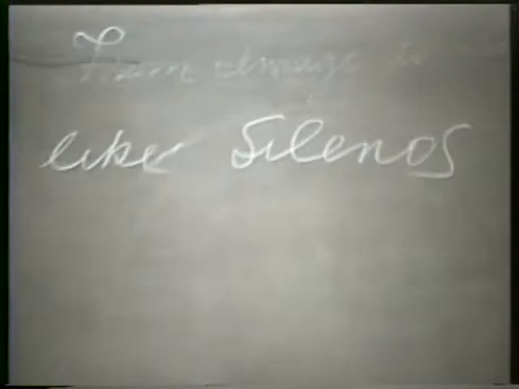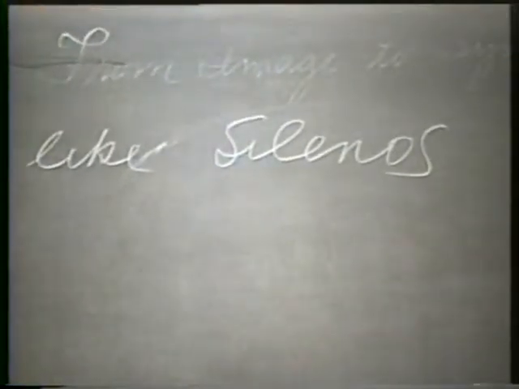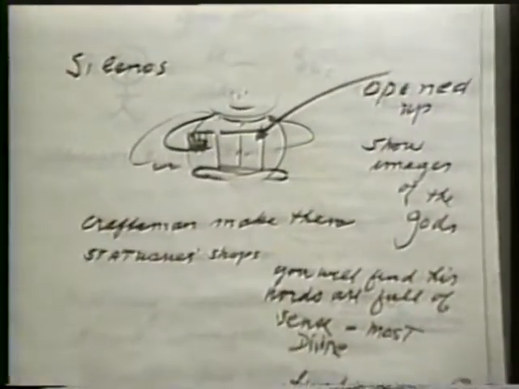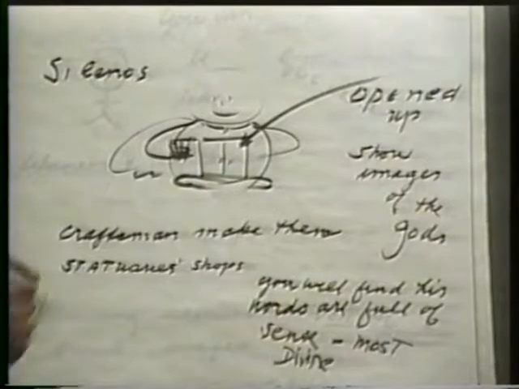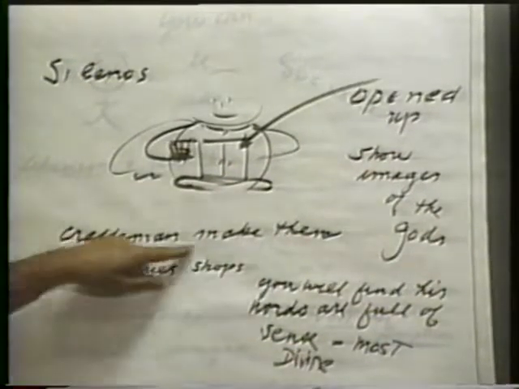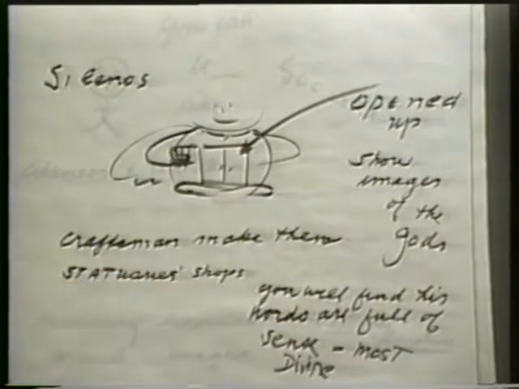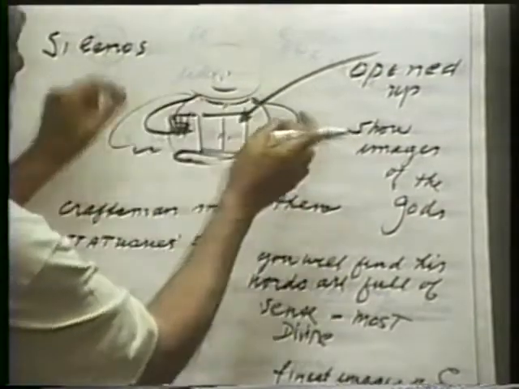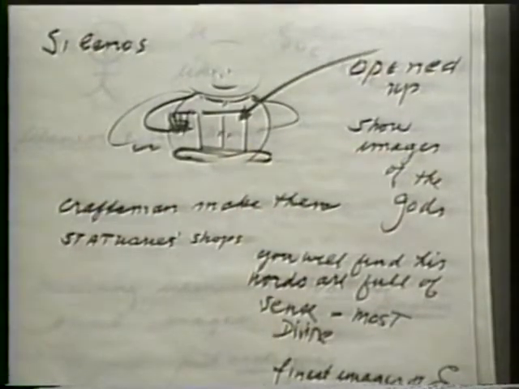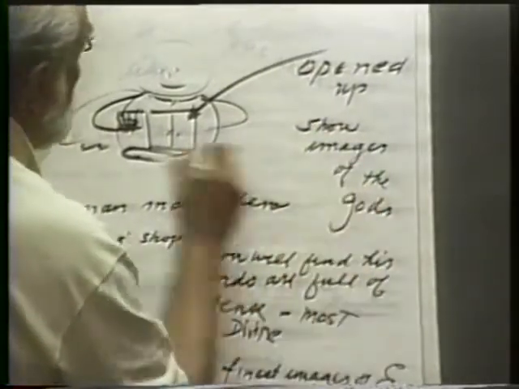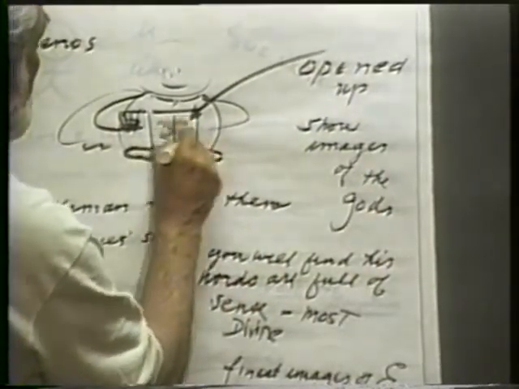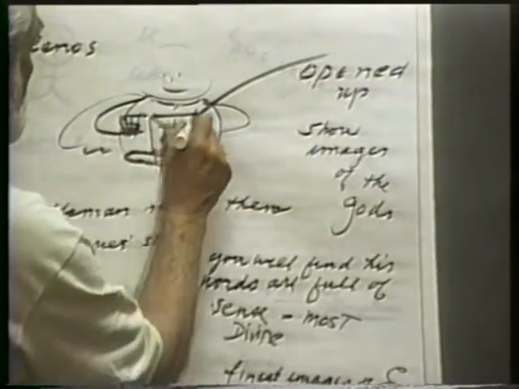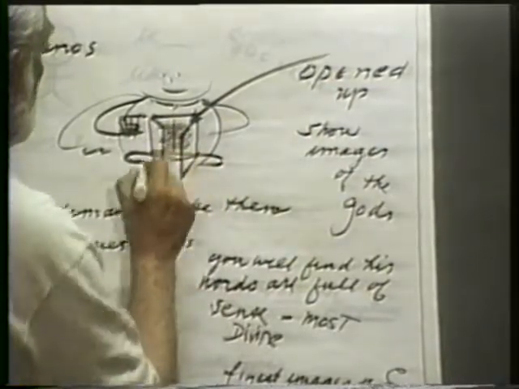Well, I happen to have sketched here for you some beautiful picture of Marsyas. And there's a Silenus. There's my Silenus, as you can see. And they're little figures, they're crafted. Craftsmen make them in statuary shops. And, you know, if you open them up, they have a little door there. And when they're opened up, they show images of the gods inside. So the whole point is, open them up so you can then see the images of the gods inside. That's a Silenus figure.